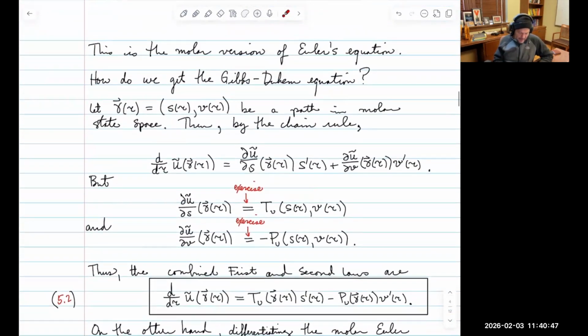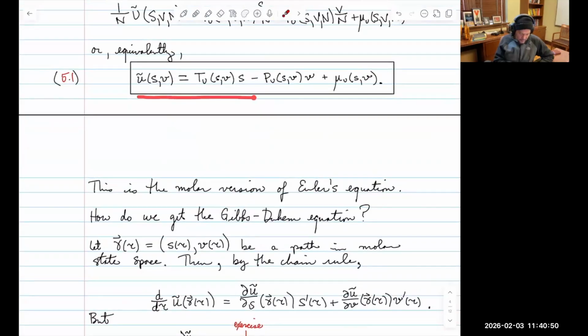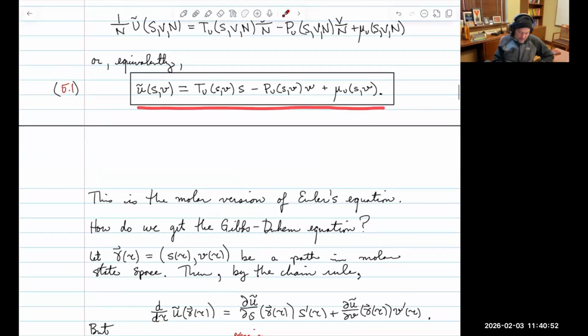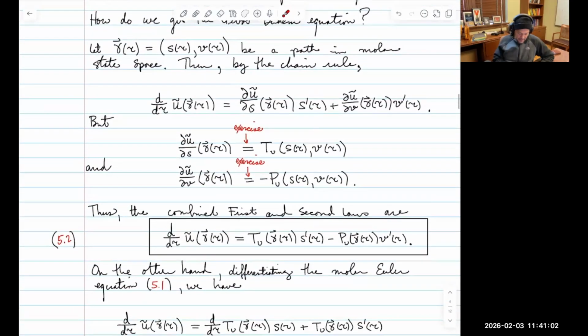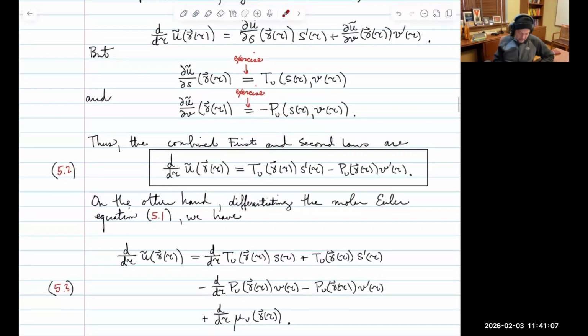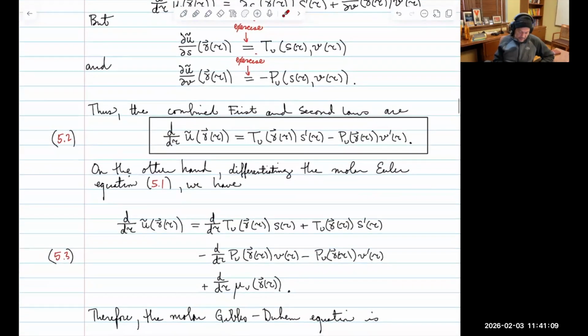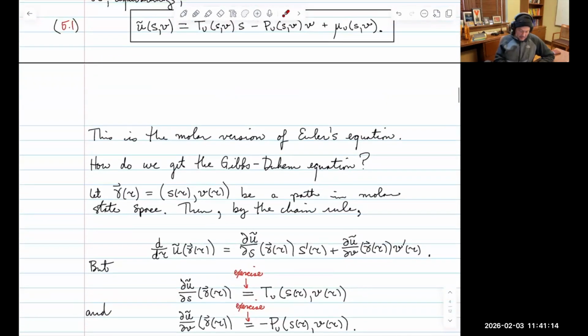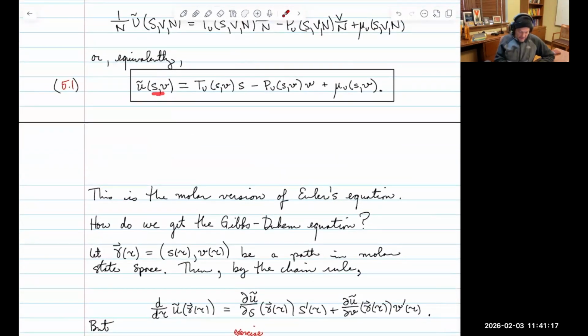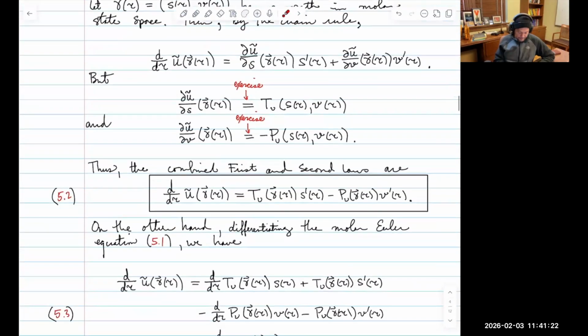Okay, so now we have what? We have the molar Euler equation coming directly from the fact that capital U is a function that is homogeneous of degree 1. We have the combined first and second laws here. And then how do we get the Gibbs-Duhem equation? Well, the way we did it previously is we're going to insert a process path here for these variables, and then we're going to take the tau derivative of that.